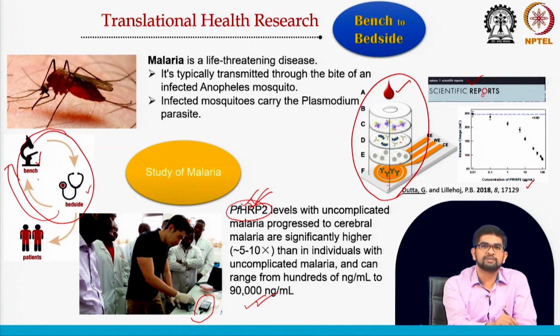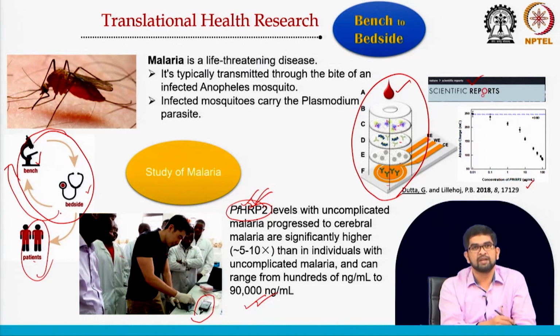Then we developed again a sensor that can detect very high concentrations of the biomarker. Now, this sensor is ready, so we can now commercialize this kind of technology. Okay. So, this is also a very important technique for nanobiosensing.